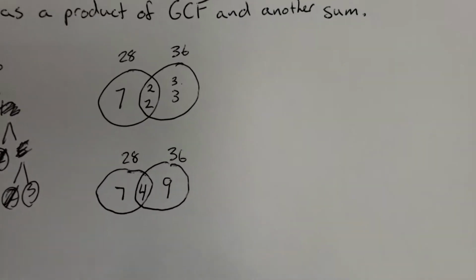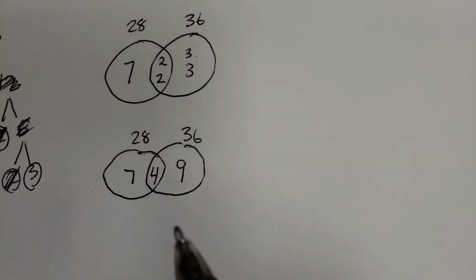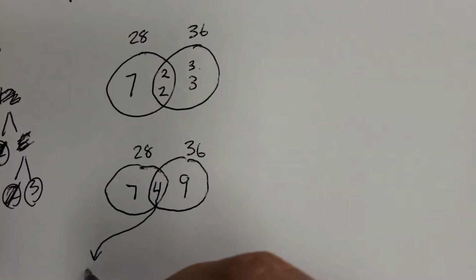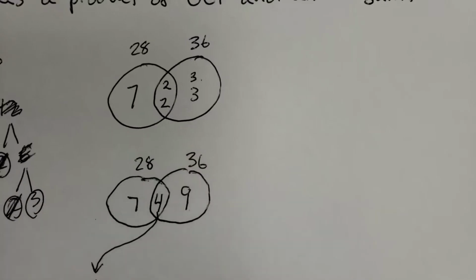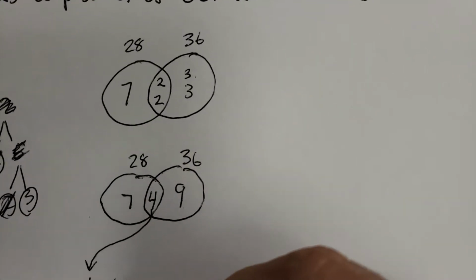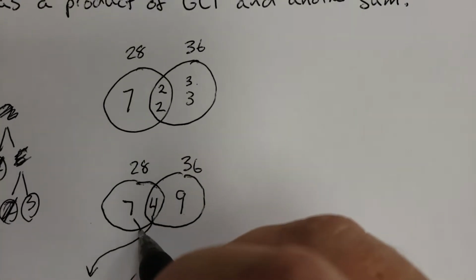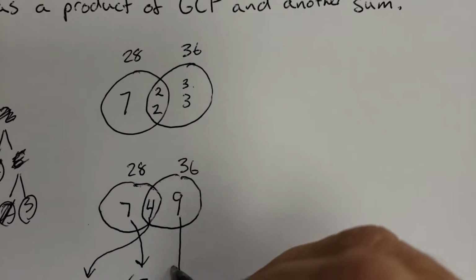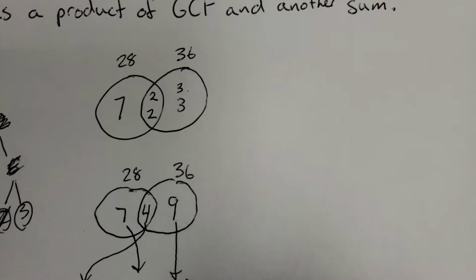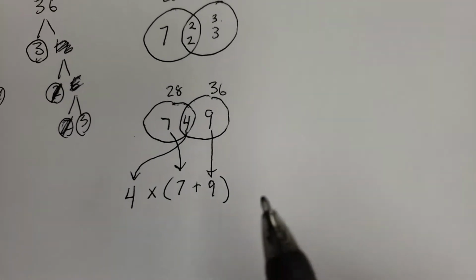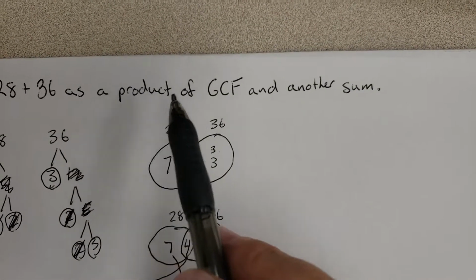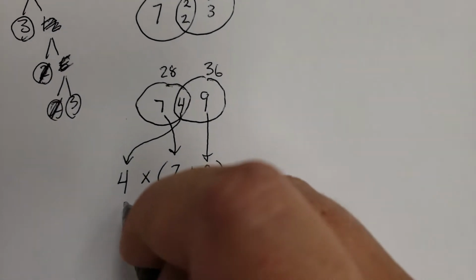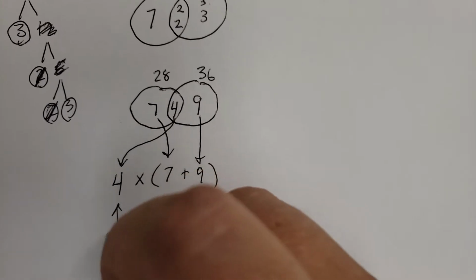So now I'm just going to take the information that's in here and I'm going to write my final answer. The GCF is going to come outside here, 4, and that's going to multiply with the leftover numbers, the 7 plus the 9. So if we look at our directions, we wanted a product of the GCF and another sum. So here's my GCF right here.